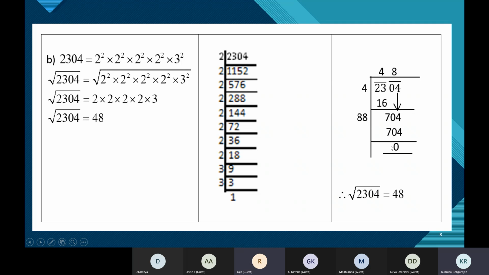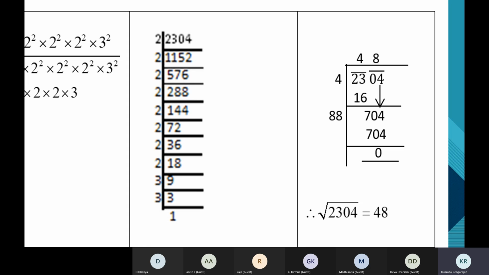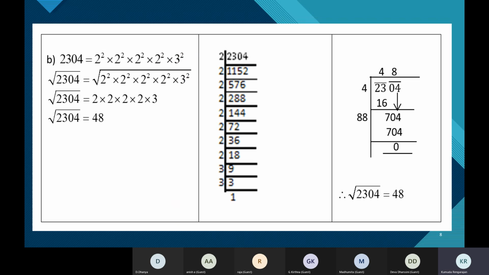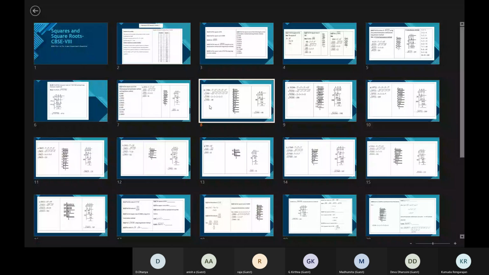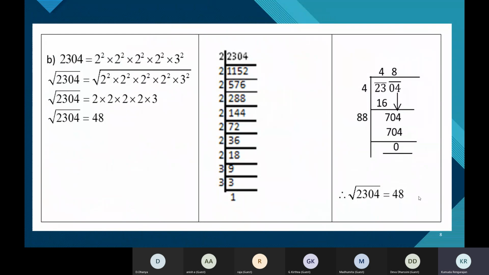Correct? Yes, ma'am. Okay, fine. So the square root of 2304 is 48. Got that? Yes, ma'am.